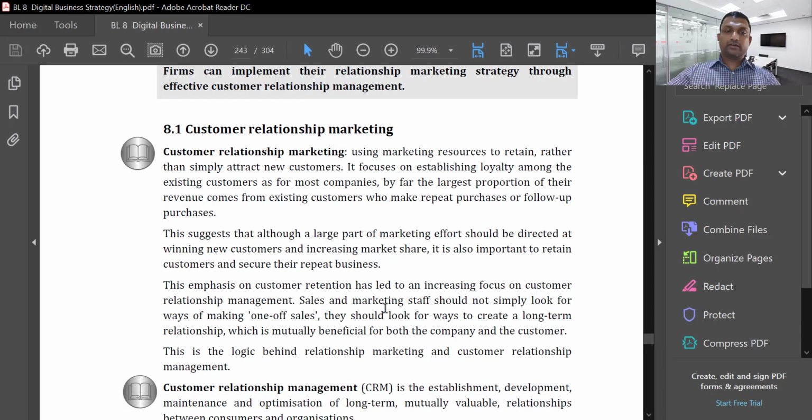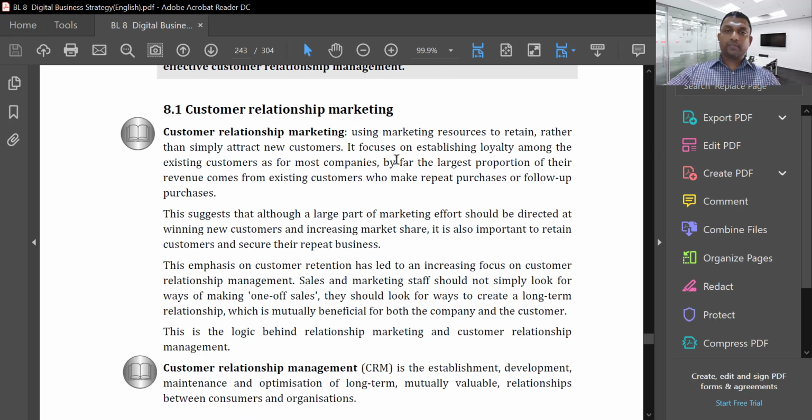So if you have a little look at how it explains here. Using marketing resources to retain rather than simply attract new customers. So this is about keeping the existing customers and trying to provide services to them, because customers who are already purchasing from us are important compared to the new customers who will come in future. So we have to first think about the existing customers.